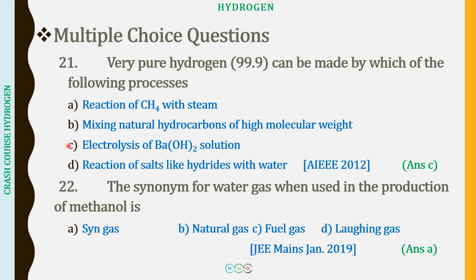But the choices can be either electrolysis of water or electrolysis of barium hydroxide solution, which is going to give us very pure hydrogen. Okay, so this is going to be the C choice. Mixing natural hydrocarbons of high molecular weight: well, we are mixing them, so there is going to be no reaction occurring over here.